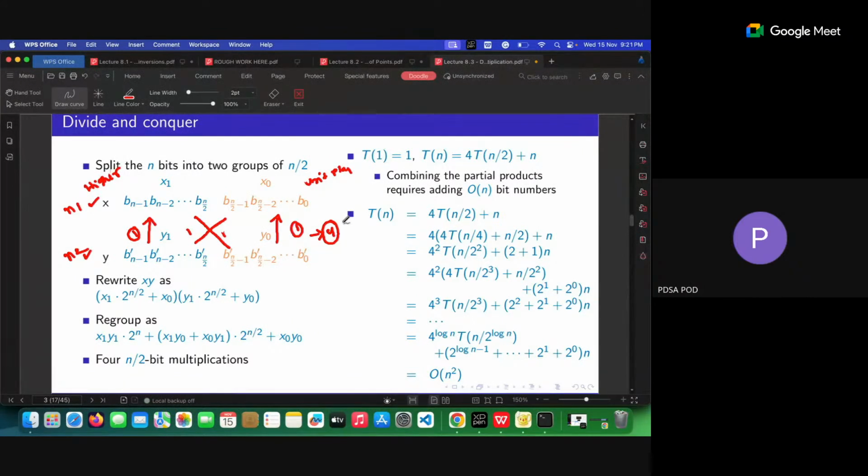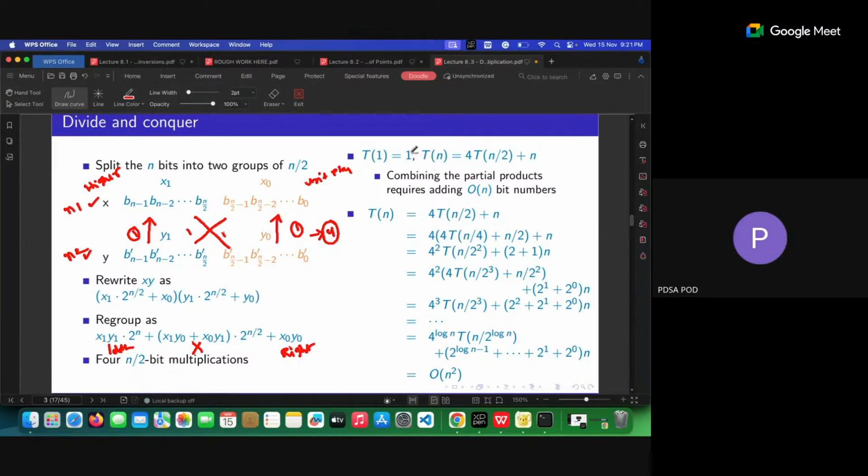So when you are rewriting x and y, you are rewriting them as groups. This is the complete left part, this is the left part 1, and this is the right part 1, which you call the unit place. This is across boundaries. So 4 multiplications of n/2 bits are done. So 4 times, n/2-bit multiplications are done.